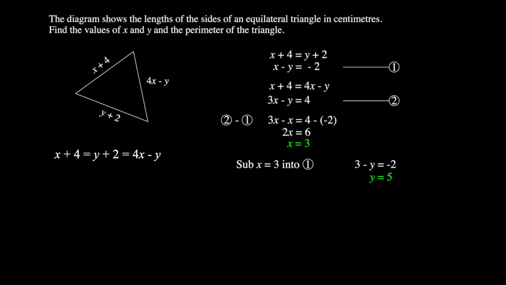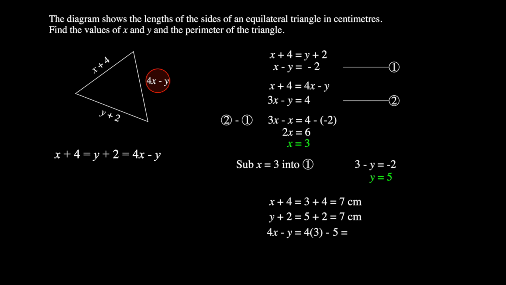Now we need to see if our values for x and y are correct by substituting them into our three sides given in the original question. So looking at x add 4, substituting in x is equal to 3, we have 3 add 4, which is equal to 7, and that's 7 centimetres. For y add 2, well, y is equal to 5, so we have 5 add 2 is equal to 7 centimetres, so that's encouraging. Now let's substitute x and y into our final side, which is 4x subtract y.